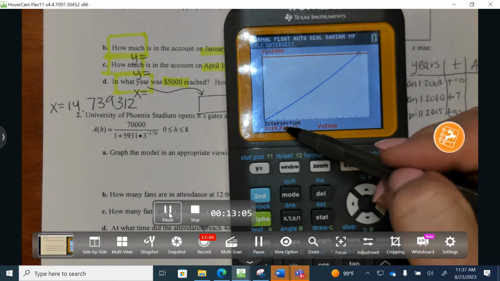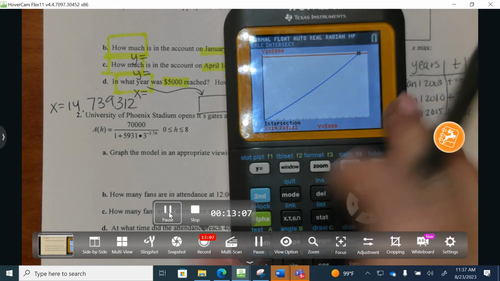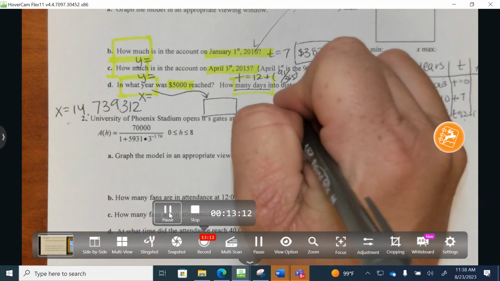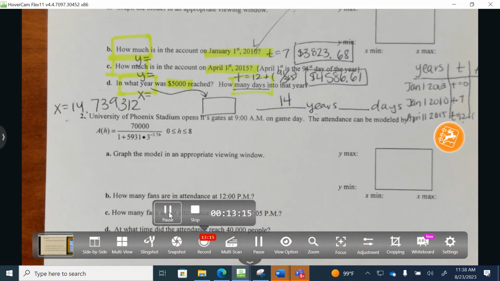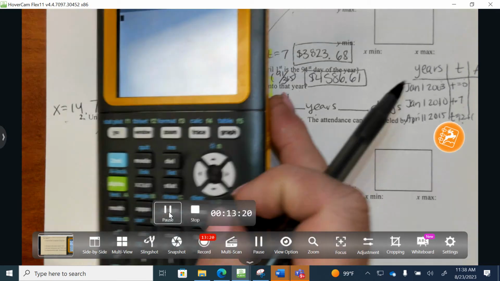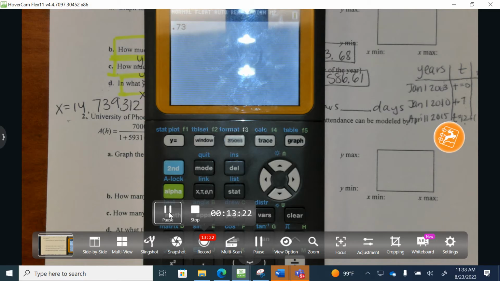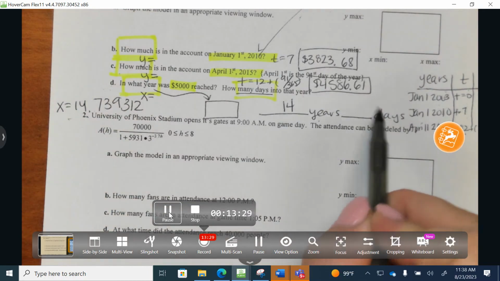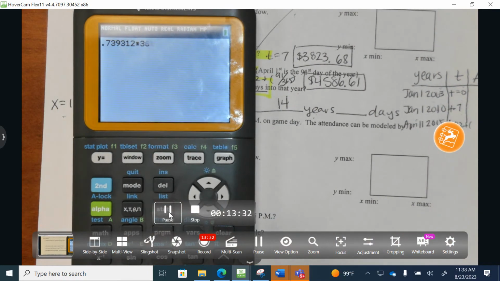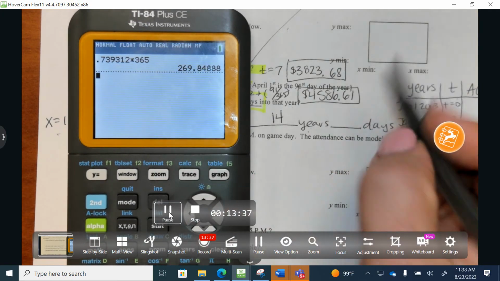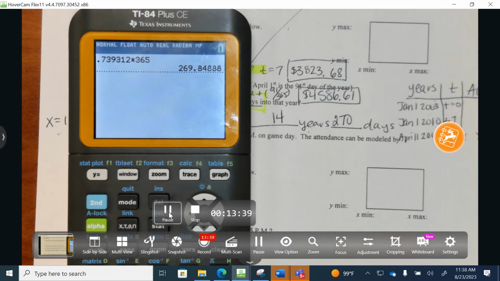So remember that X's are like T's, and T's represent years. So we have 14 full years. So in this place, please write 14 years. And now we have this additional amount. It's getting close to 15. It's not quite there. So I'm going to put in the decimal amount, 0.739312. And the question a lot of students ask is, what do I multiply by? How many days are there in a year? We're going to round to the nearest whole number. So we're going to round this up to 270.